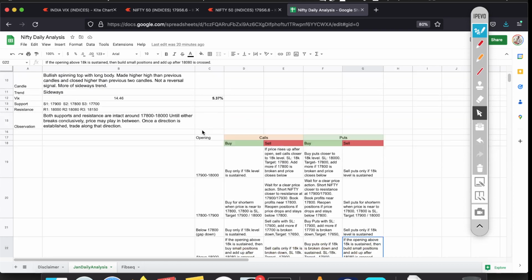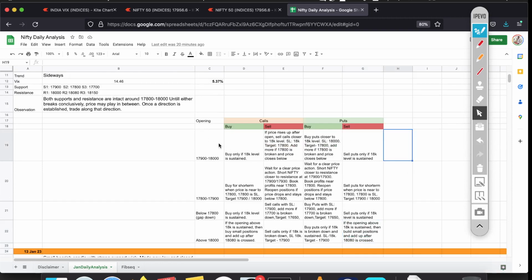Depending on the opening, we can think of a few trades. If the Nifty opens between 17,900 and 18,000, don't go long until the 18,000 level is broken and sustained. But short if you find the price closer to the 18k level, with 18k as stop loss and a first target of 17,800. You can even book some profits at 17,900, and book more or complete profits at 17,800. Once 17,800 is broken and closed below, then reopen positions or add more positions if you have any shorts left.